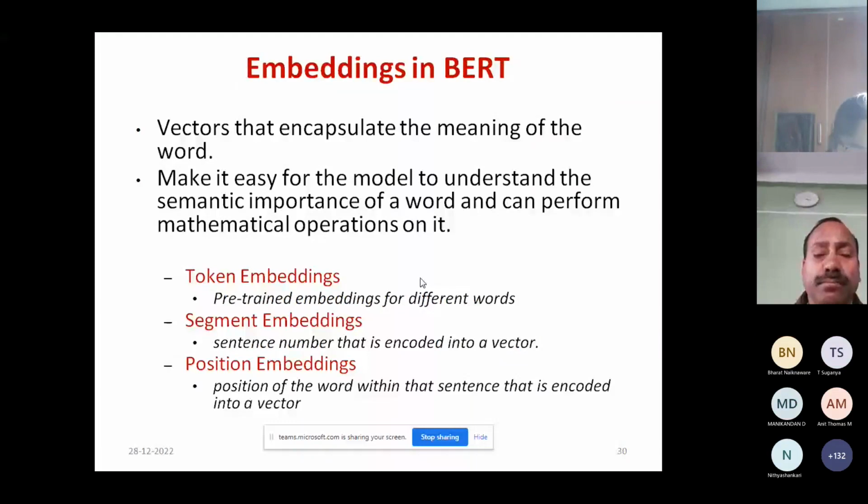Yes, ma'am. So BERT uses some embedding techniques. Embedding is nothing but converting an entire sentence into a vector. The purpose of making a vector is to do mathematical operations, to understand the semantic importance of a word in a sentence. That's the purpose of embedding. So there are 3 types of embedding used in BERT.